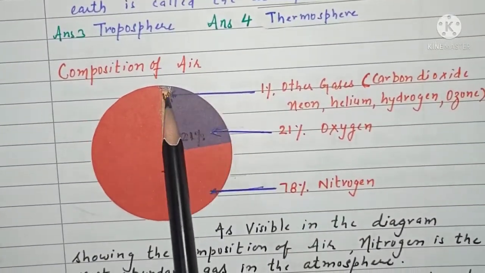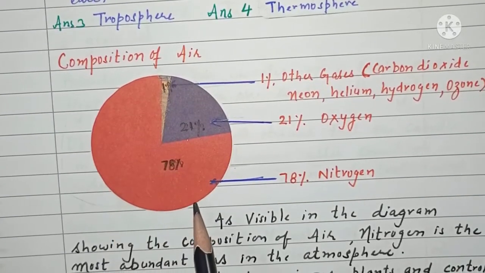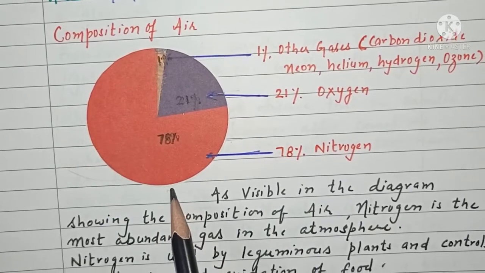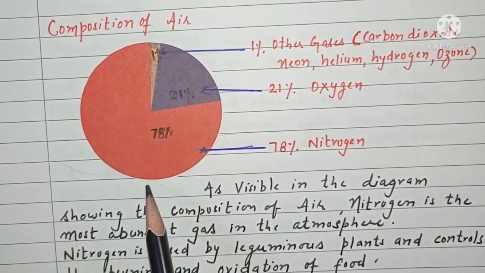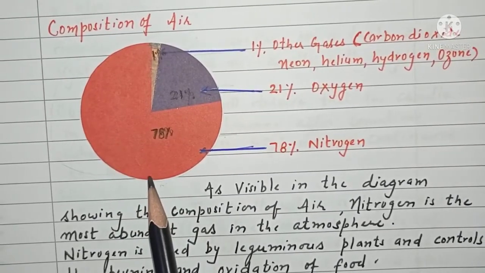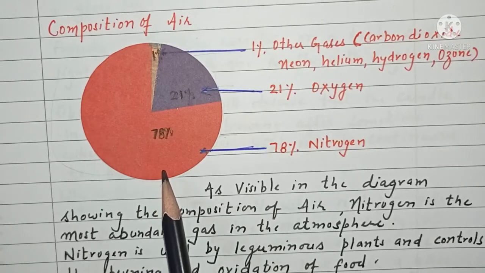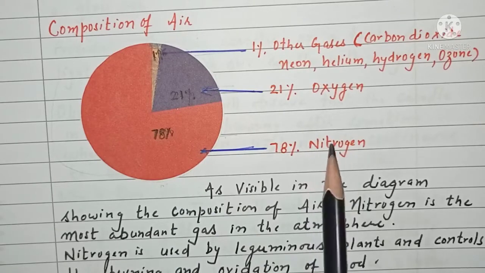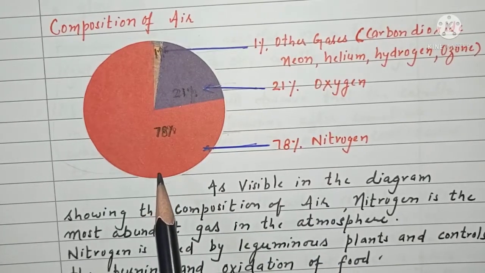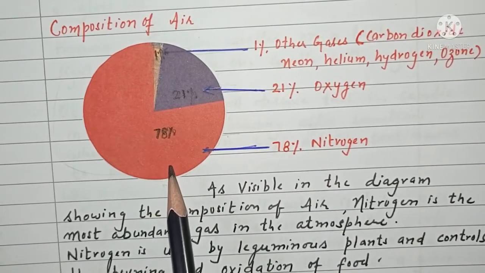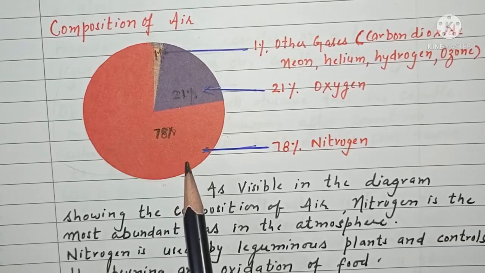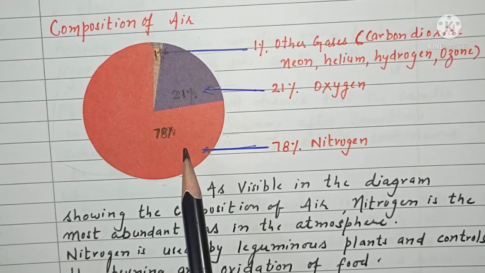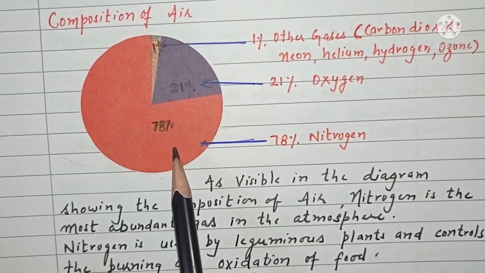Let us now understand the composition of air. Now students, as visible in the diagram, which is showing you the composition of air, nitrogen is the most abundant gas in the atmosphere, as 78% is the nitrogen. And this nitrogen is used by leguminous plants, and it also controls the process of burning as well as oxidation of food. We'll be learning about it in our later chapter.